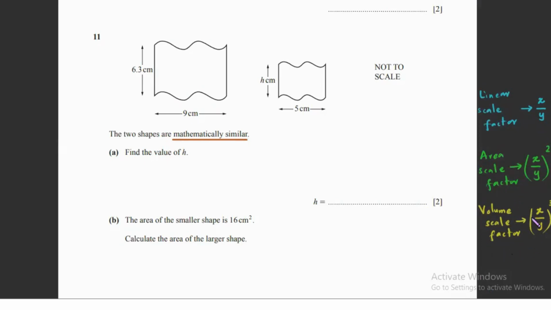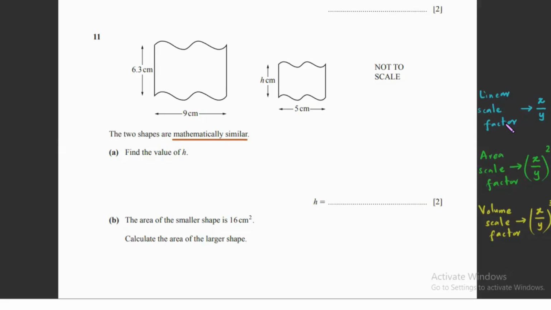If you have a question relating to the volumes of similar shapes, then you need to know the volume scale factor. So you need to cube the linear scale factor to find the volume scale factor, and then work out the question. In the first question given to us, you're supposed to find the value of h. We can do this question in the form of fractions, or we can find the scale factor in the form of a decimal as well.